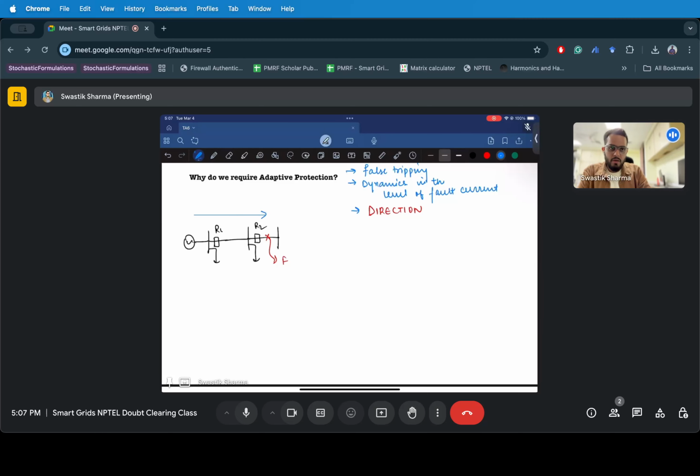I don't want my relay 1 to trip, because the load connected at bus 2, let's assume this is bus 1 and bus 2, can still be powered if I have not switched off relay 1, right? I want to disconnect the further buses that are connected to bus 2, not to bus 1, right? So what happens for fault F? R1 becomes the backup relay and R2 becomes the primary relay.